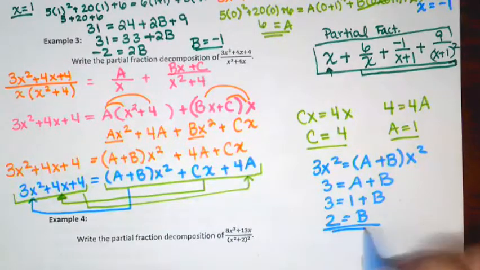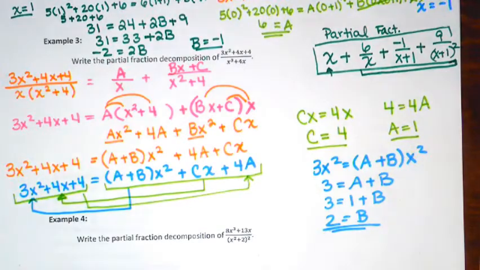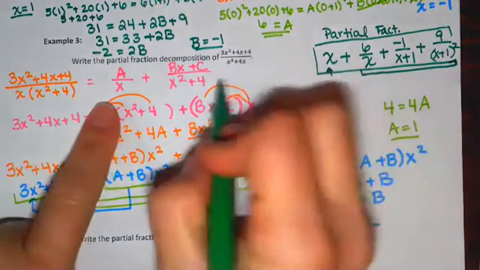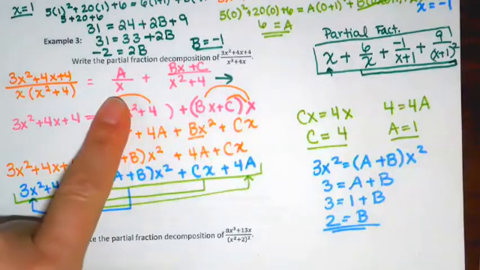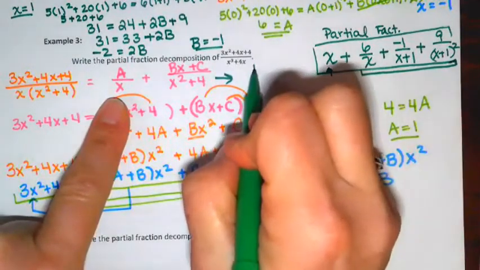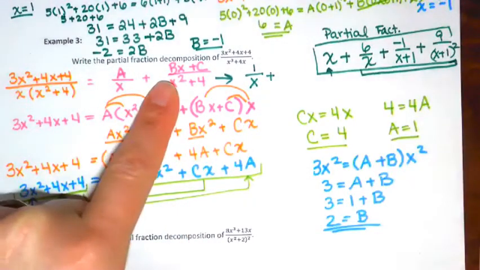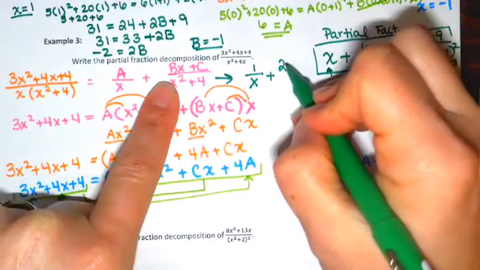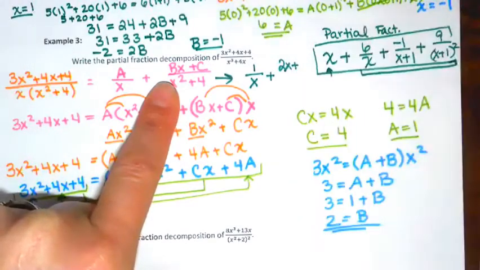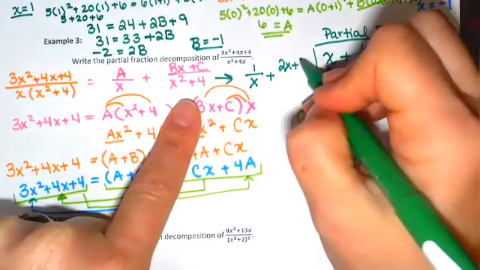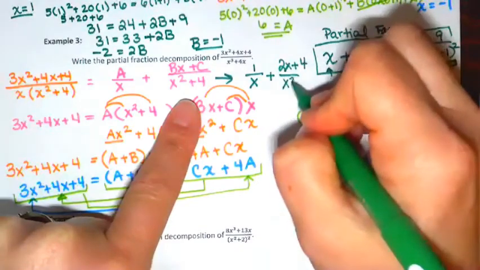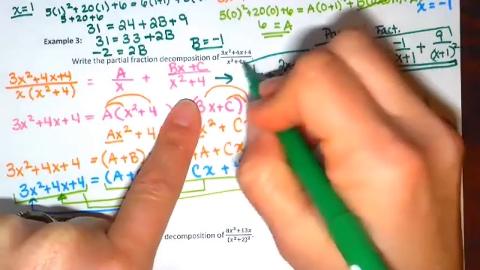So now do we actually know what a, b, and c are? Yes. And if we know what a, b, and c are, could we write our partial fraction? Yep. So coming back up here, what's my a? a is 1. So 1 over x plus, what's my b? 2. So 2x plus, what's my c? 4. 4 over x squared plus 4. And there you go.